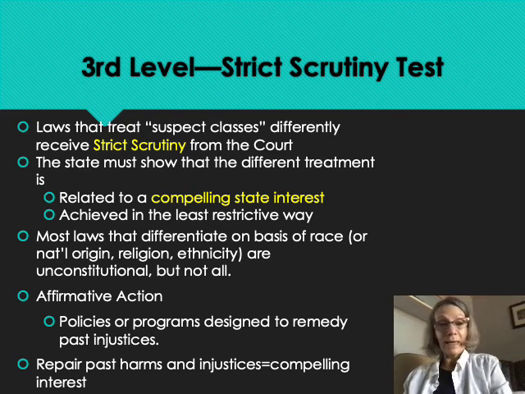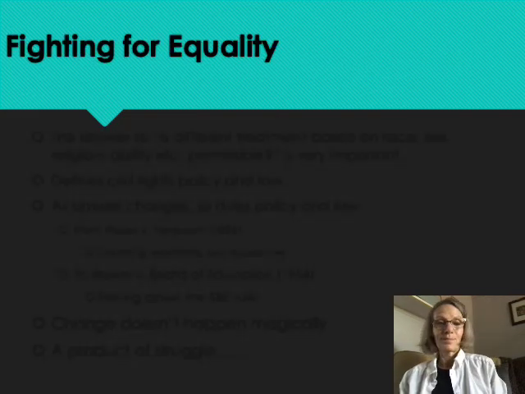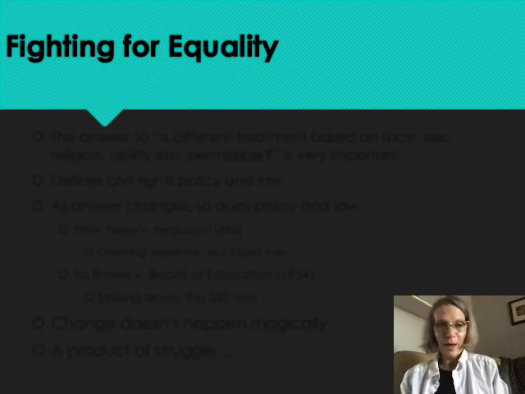But we will see, and you'll talk about this in the textbook, that it's becoming more and more difficult. The court is finding, as we move away from the Jim Crow era, the 1950s and 60s, it's becoming more and more difficult to justify the need for affirmative action laws. Okay, so we've got the constitutional and legal background on thinking about equality.